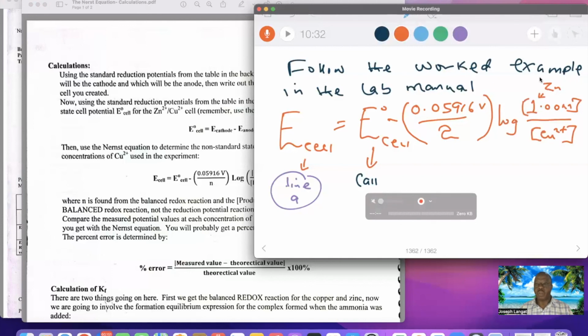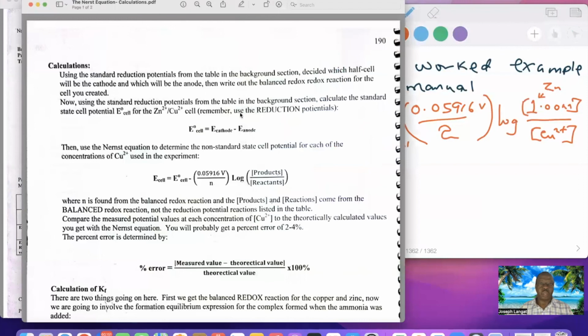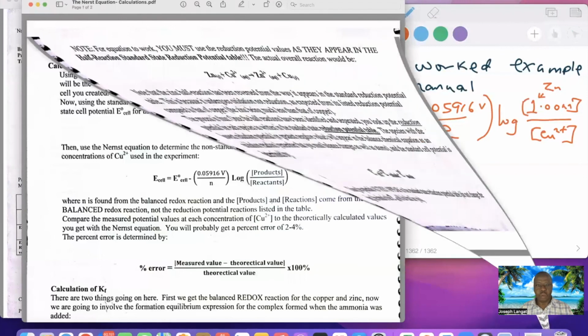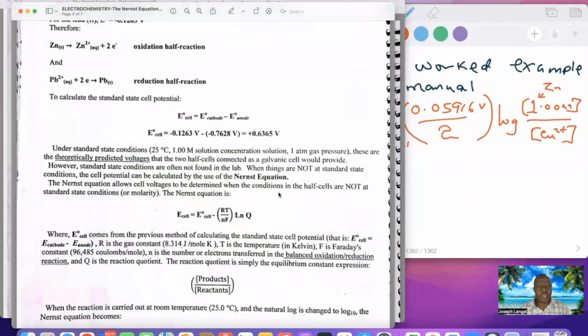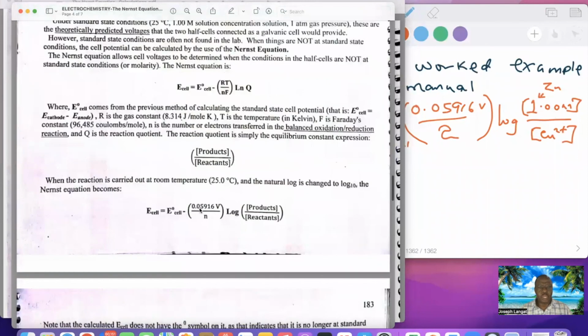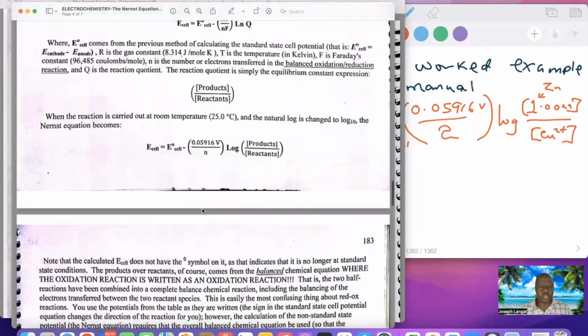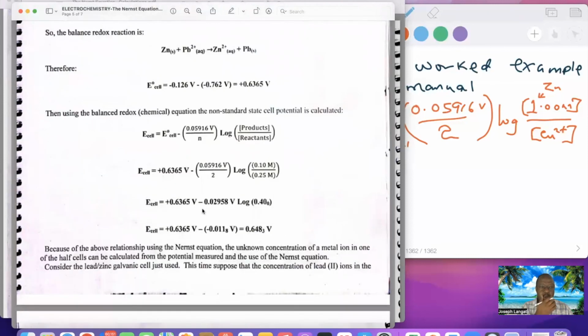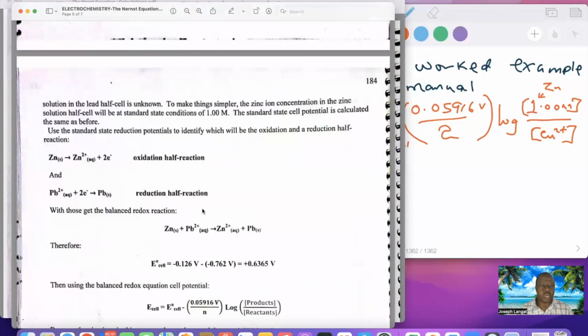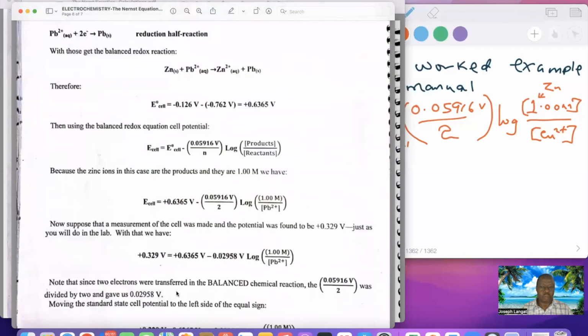When I follow the worked example in the manual, somewhere down the line here, using the Nernst equation for electron transfer, the worked example is right here. All right. The worked example is right here using this equation.